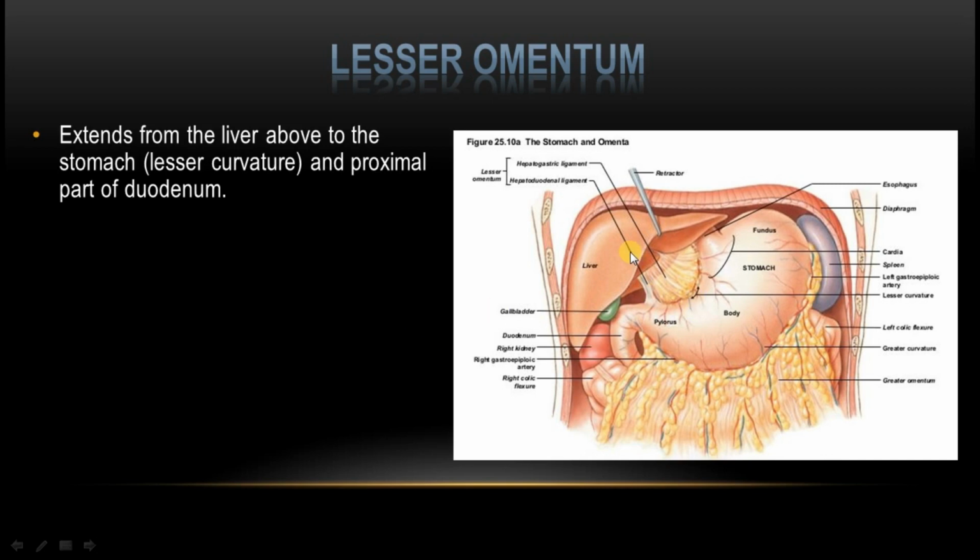The lesser omentum extends from the liver to the lesser curvature of the stomach. It has two parts: not only to the lesser curvature, but also to the proximal part of the duodenum. So it has a hepatoduodenal part, hepato meaning liver, and a hepatogastric part.